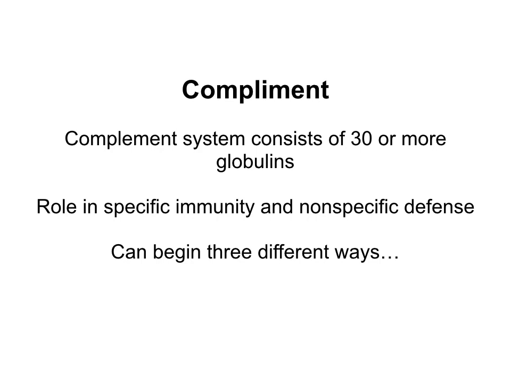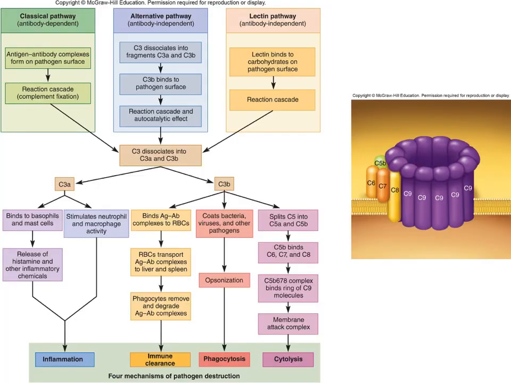You then have what is called complement. The complement system includes 30 or more different globulins, all mostly made by the liver. And these proteins play a role in specific immunity, and they also play a role in non-specific defense. And the complement system can begin 3 different ways. Now, in the classical pathway, it actually is initiated with some specific immunity. What's going to happen is you're going to have antibodies binding to an antigen on a microbe, right? So that's one way of initiating the complement system.